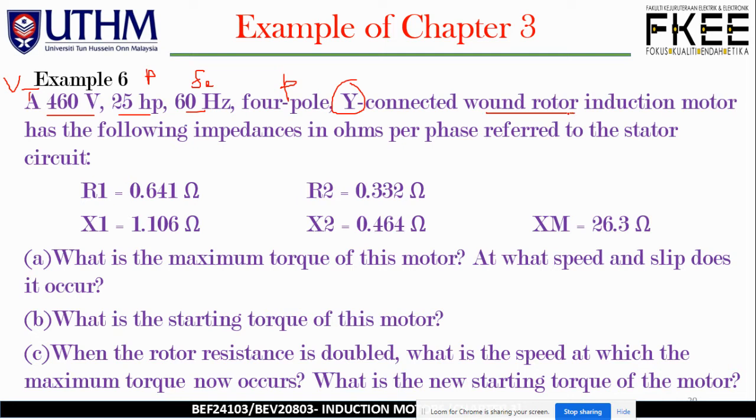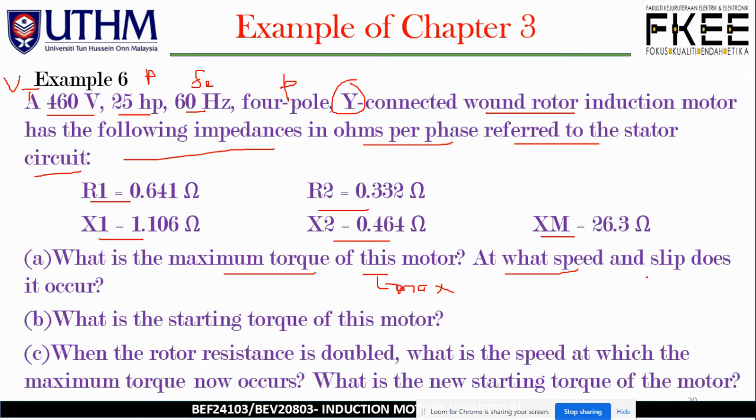If you still remember last time, basically we have two types of rotor of the induction motor, namely the squirrel cage as well as the wound rotor. So it has the following impedance in ohms per phase referred to the stator circuit. So we have R1, X1, R2, X2 plus XM. Now the question: what is the maximum torque of this motor? Something like your T max, or the pull out torque, and at what speed and slip does it occur?